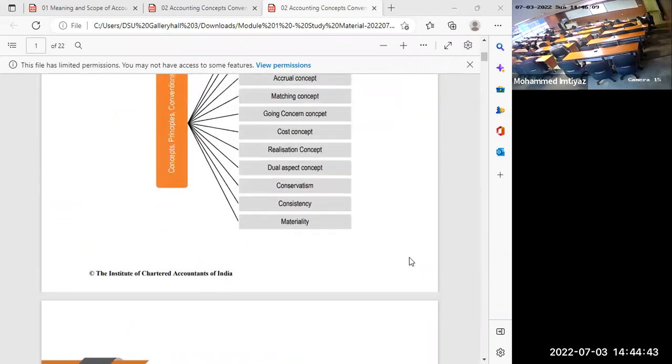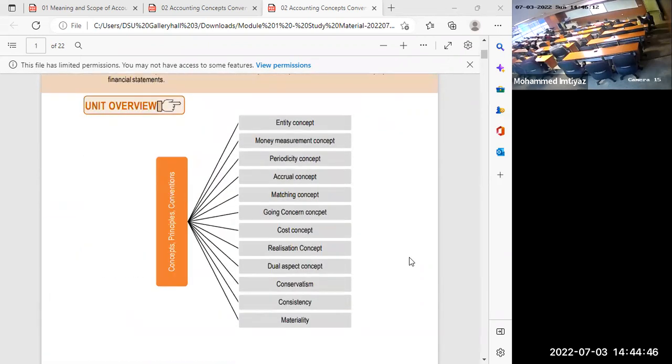Yeah, realization concept with the materiality concept. How realization concept, both are supporting with each other. No. We are foreseeing the losses, but we are not foreseeing the gain. That's what concept of conservatism. Okay, which one you are referring to?